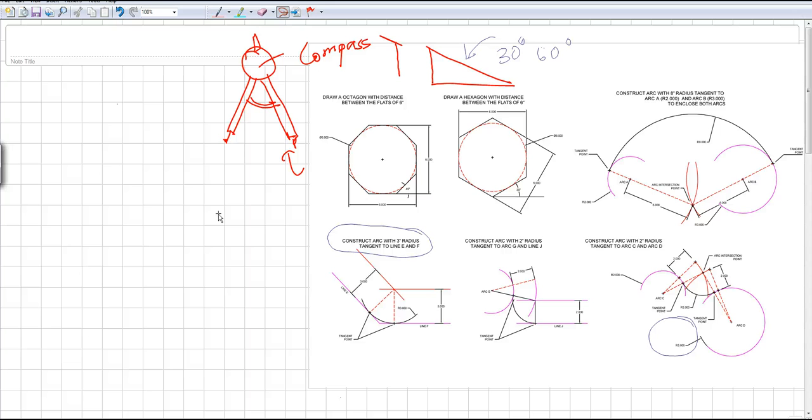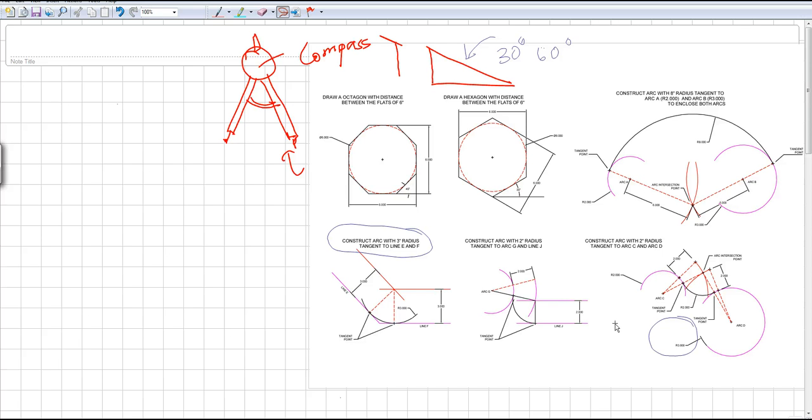Now the next one is construct an arc with radius of 2 inches tangent to arc G and line J, right? Now what's the difference between this one and that one? This one had a line and a line, and this one has what? An arc and a line. The process still remains the same.